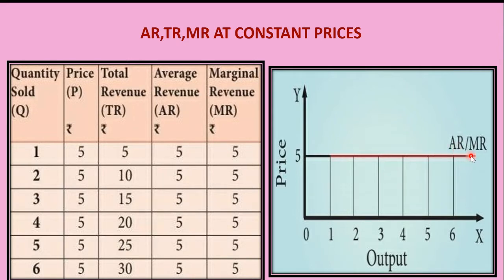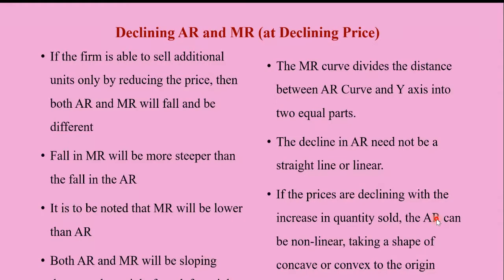So AR and MR are constant and it is a horizontal straight line parallel to the x-axis. Now what happens at declining prices? If the firm is able to sell additional units only by reducing the prices, then AR and MR will fall and be different.